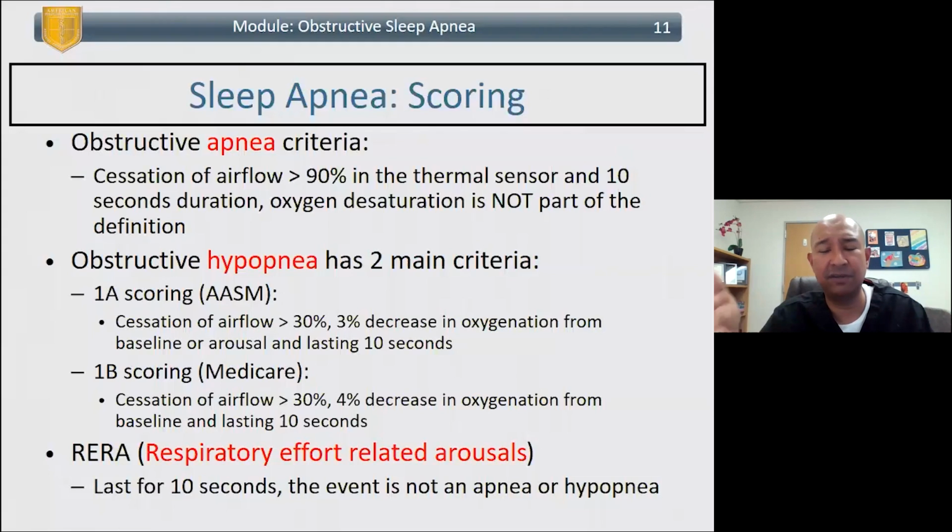Because all of us know that we have OSA patients who, when we study them in the lab, totally desat, but it's just not part of the scoring criteria. Of course, clinically, we see them desat all the time.